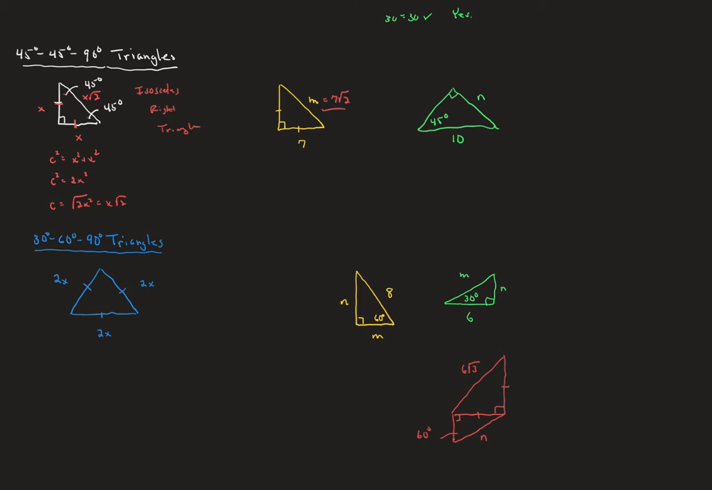Now we're going to have to do a little bit more work on the next one, on the green triangle. So the hypotenuse is 10, which we can set equal to x times the square root of 2. We can solve that for x by dividing by the square root of 2. We can then rationalize the denominator and get 10 square root of 2 over 2. And finally cancel the 10 with the 2 and call that 5 square root of 2. And so that means that side length n is 5 square root of 2.